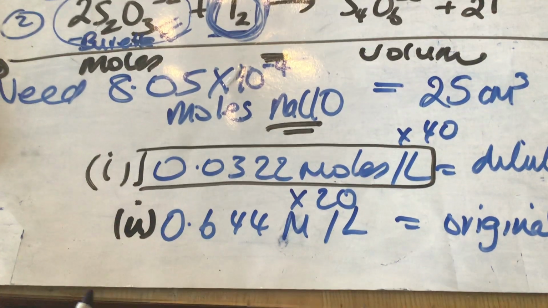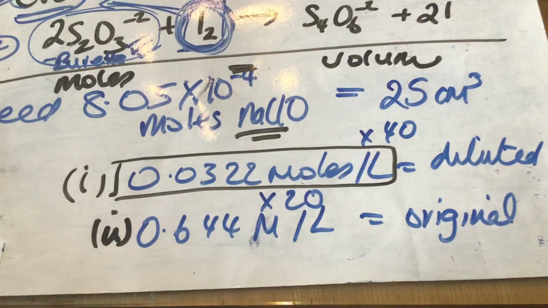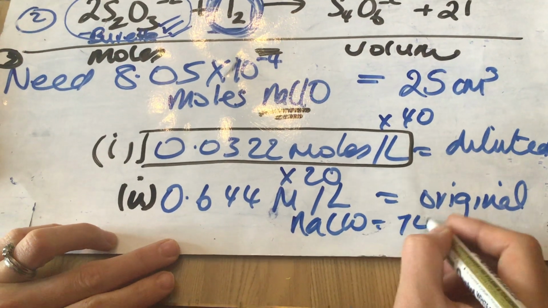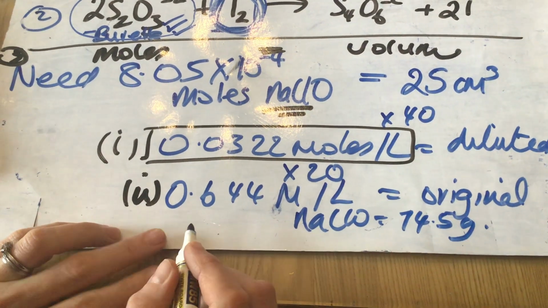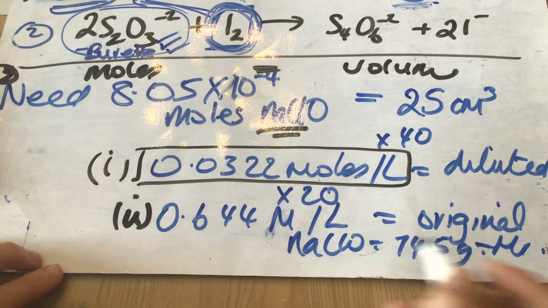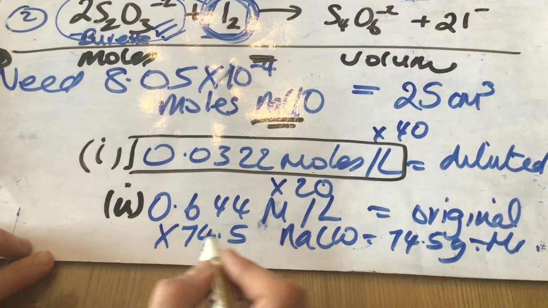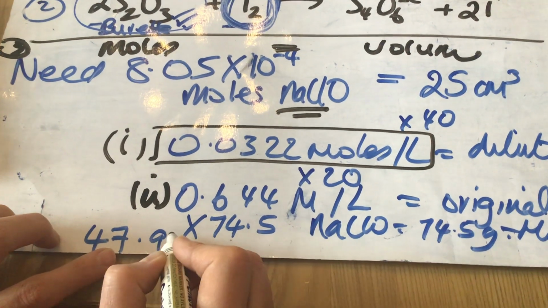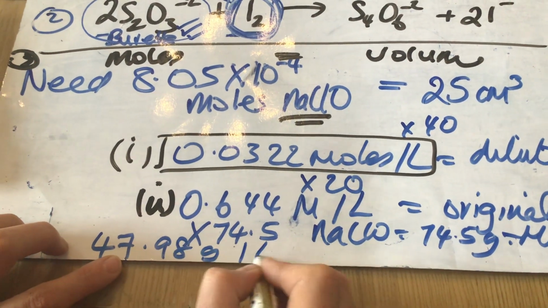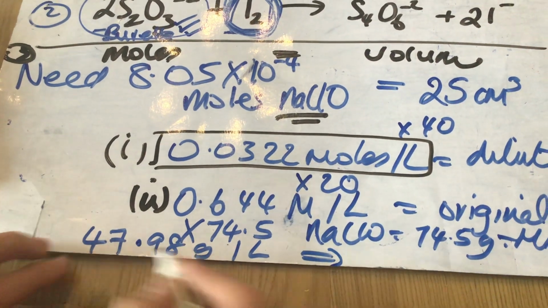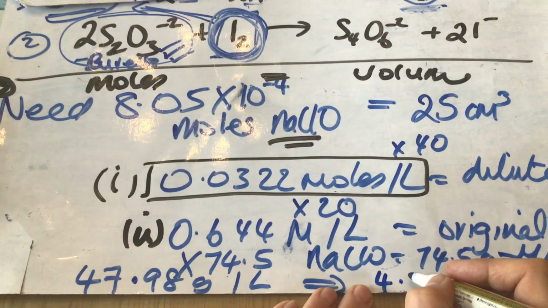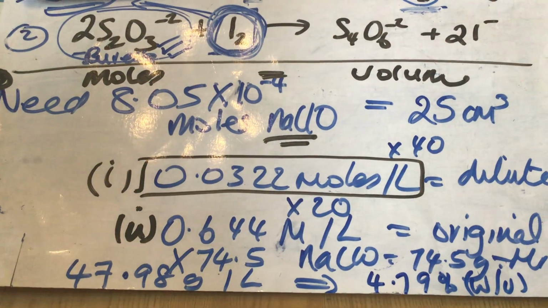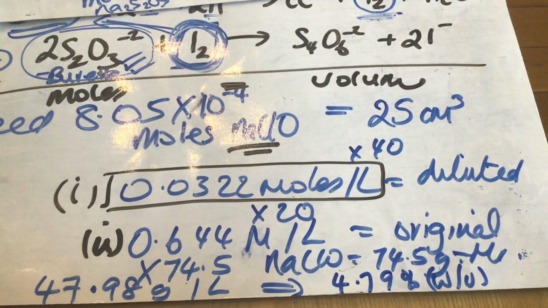Now, the next thing they ask you for is similar to your vinegar calculation. They ask you for grams per litre and percent weight per volume. Now, it's sodium hypochlorite. So 74.5 grams is the Mr, or the molecular mass, of sodium hypochlorite. So multiply by 74.5, your 0.644, and you're getting 47.98 grams per litre. I rounded it off there, okay? And then how do I change that to percent weight per volume? Divide by 10, so getting 4.79% weight per volume, okay?